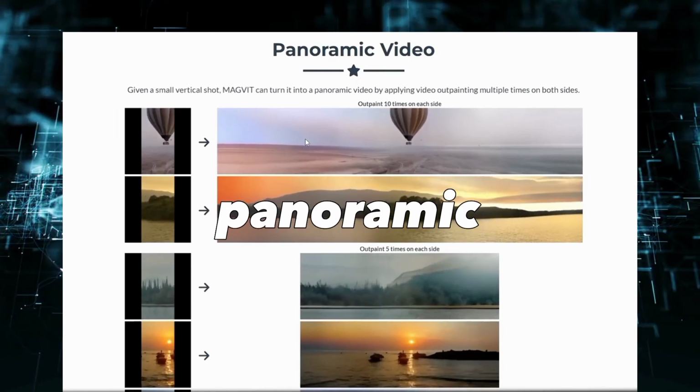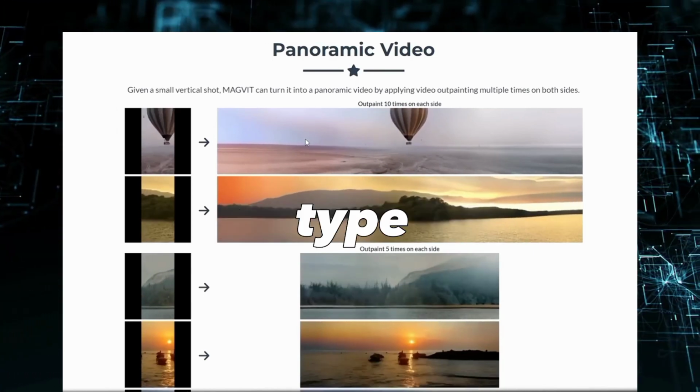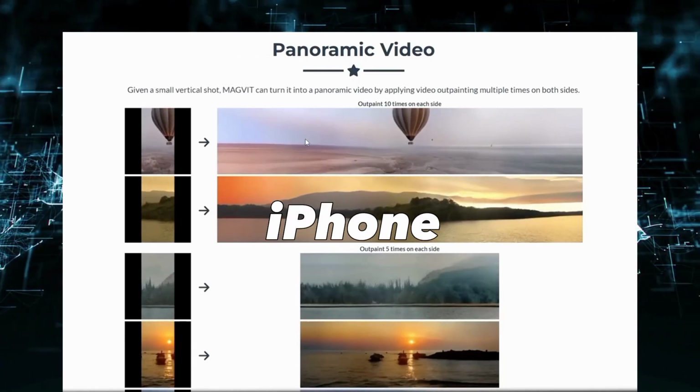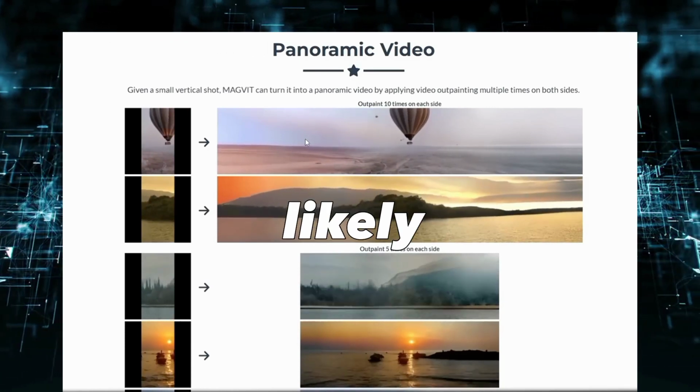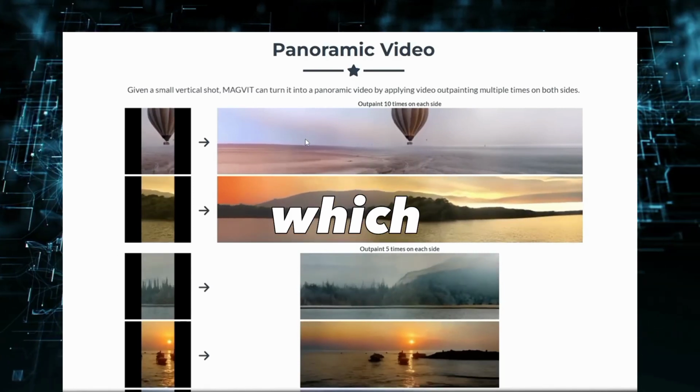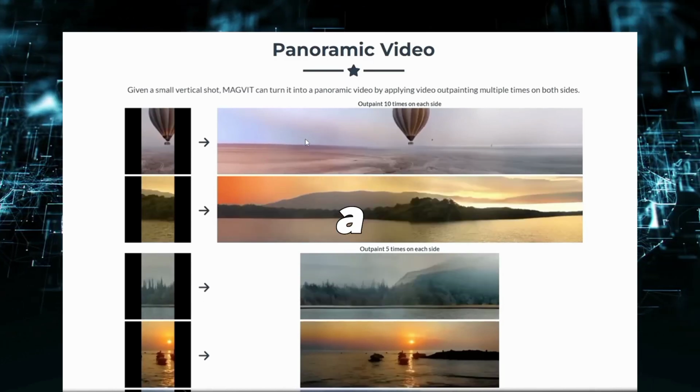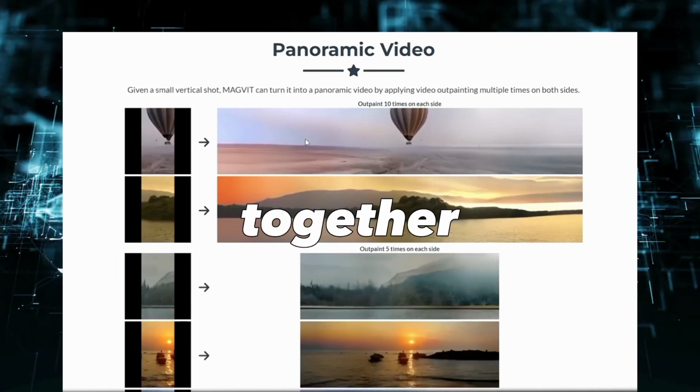If you don't know what a panoramic video is, it's essentially a type of video that is very long in its frame. Maybe you have an iPhone, maybe you have an Android, but likely on your iPhone there is a setting in which you can take a panoramic photo, and that just means you're taking a long photo of a bunch of images pushed together.